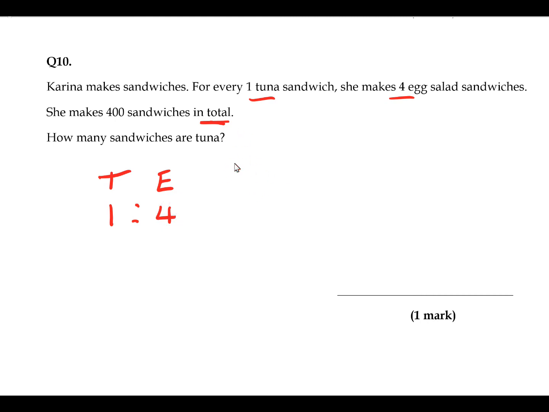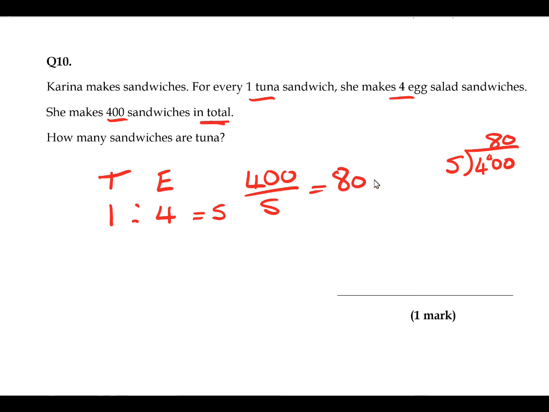Because it's a totals question, the 400 is a total and it lives over here. And we need to use the total number of our parts, which are 5. So 400 divided by 5 will give us our scale. 5 into 400. 5 doesn't go into 4, carry the 4. 5 goes into 40, 8 times, and 5 doesn't go into 0. So 400 divided by 5 gives us a scale of 80.